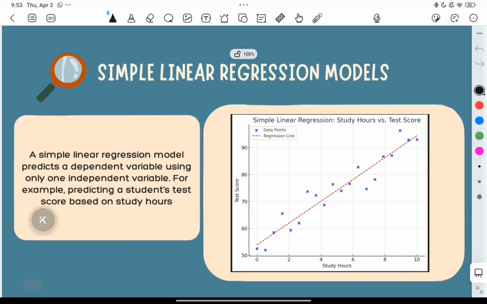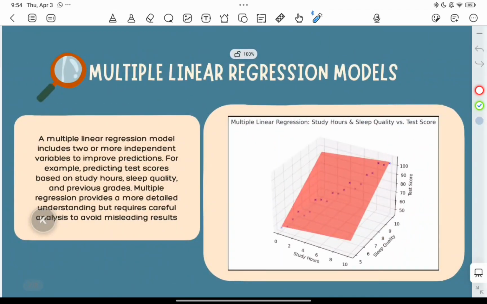Now for examples of linear regression models, we move to simple linear regression models first. A simple linear regression model predicts a dependent variable using only one independent variable. For example, predicting a student's test score based on study hours. As you can see in this graph, the line shows the correlation between independent and dependent variable.